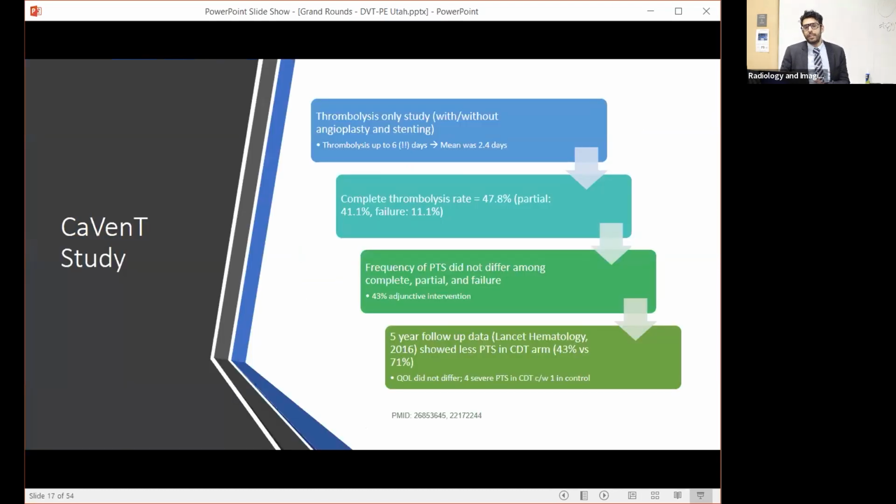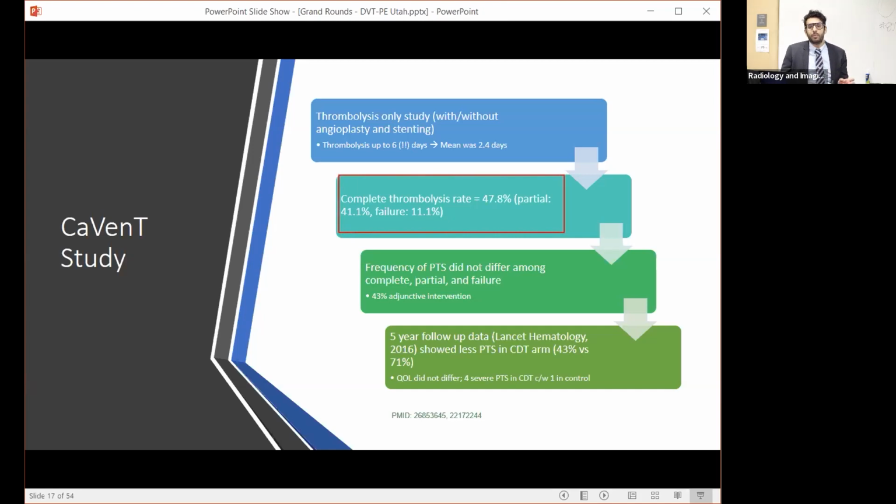So, if you dig a little bit deeper at this study, and we'll do this for the other studies as well, they actually did thrombolysis for a very long time. Nowadays it's very rare to lyse somebody more than 24 hours, but in this study, they actually lysed them up to 6 days, and the mean lysis was about 2.5 days. In addition, the complete thrombolysis rate, the ability of TPA to get rid of all the clot, was actually not that great. It was only about 50% of patients where they were able to get rid of all the clot, which left about half those patients with either partial lysis or failure.